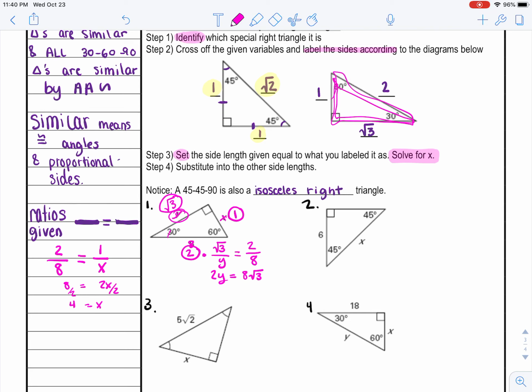To solve for y, you simply have to divide by 2. It doesn't matter that there's a radical on the other side. We divide by 2 on both sides, and y equals, these are what interact with each other. 8 divided by 2 is 4. Y equals 4 radical 3.